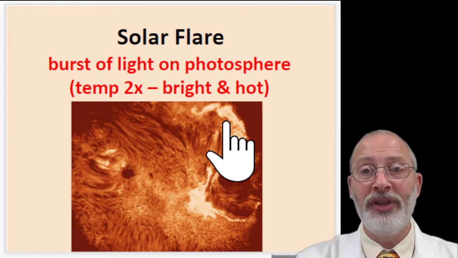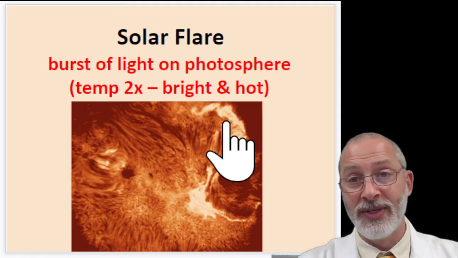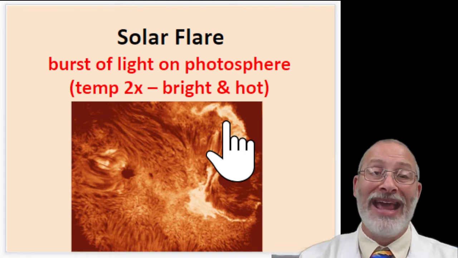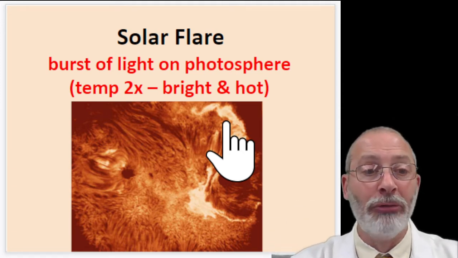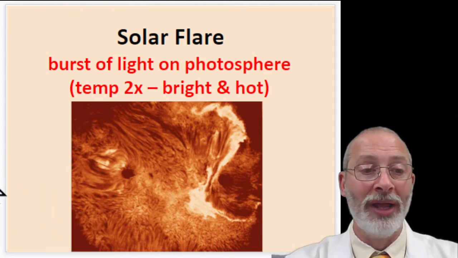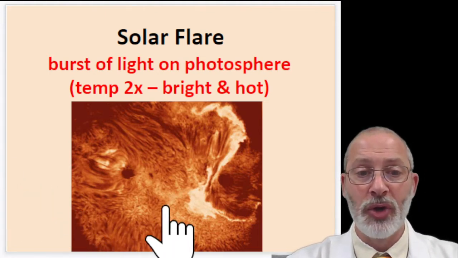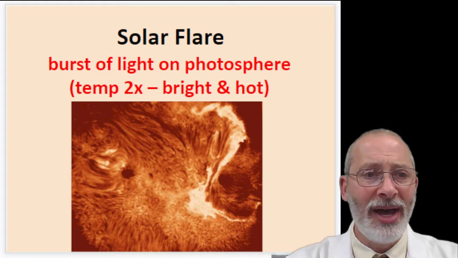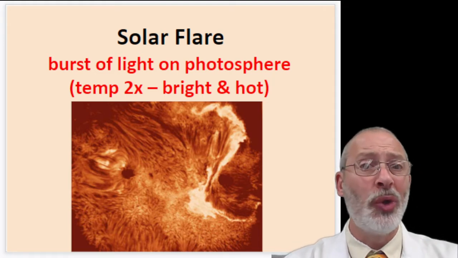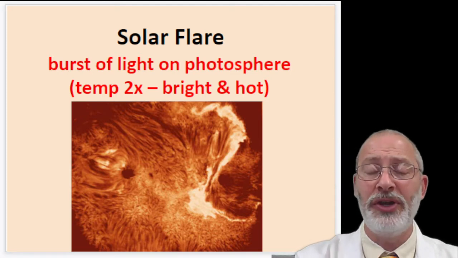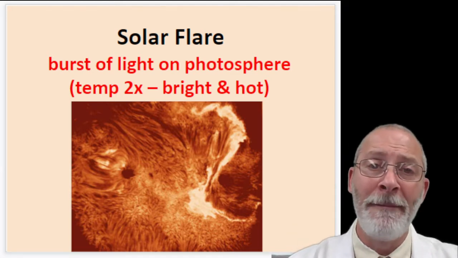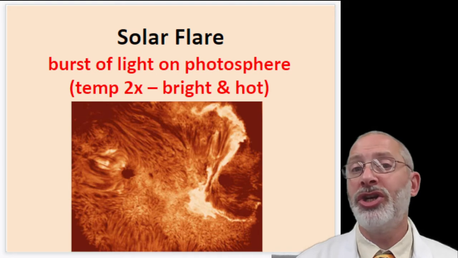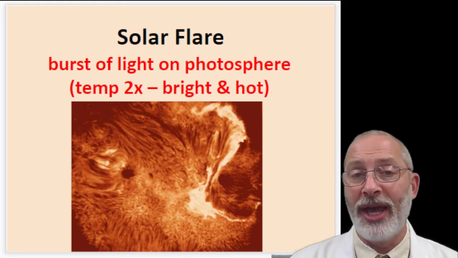So solar flares and prominences typically go hand in hand. They are related to one another. And again, these solar flares are hot. They are related to a lot of solar activity on the photosphere, which results from those convection currents we talked about yesterday.